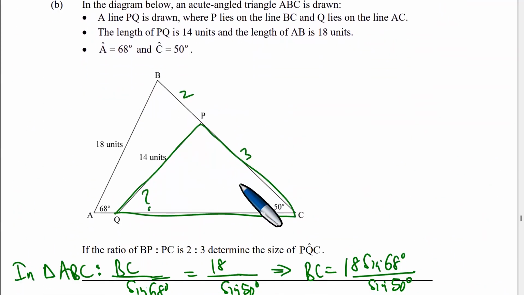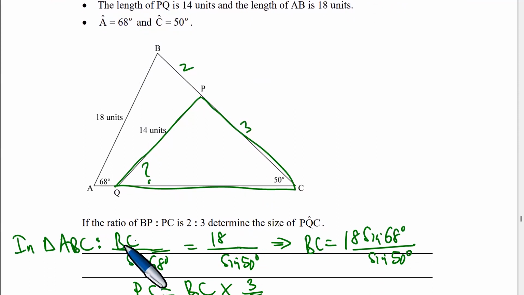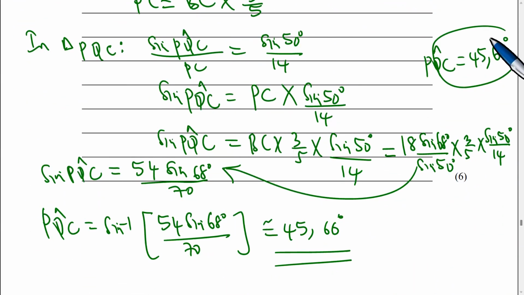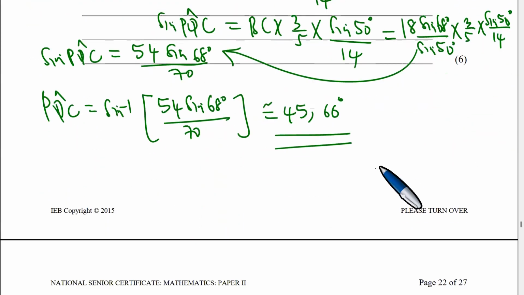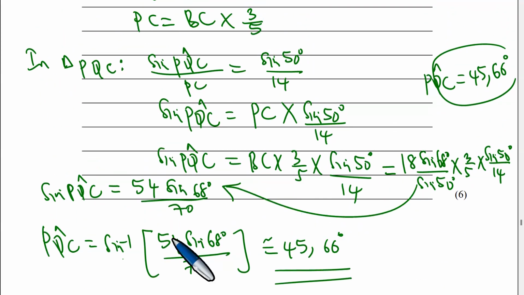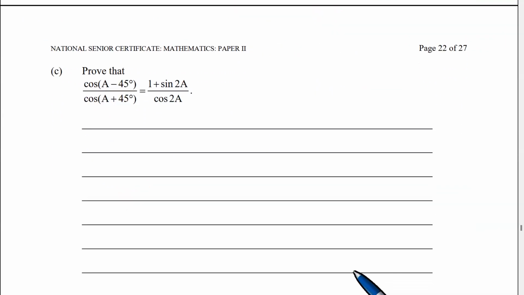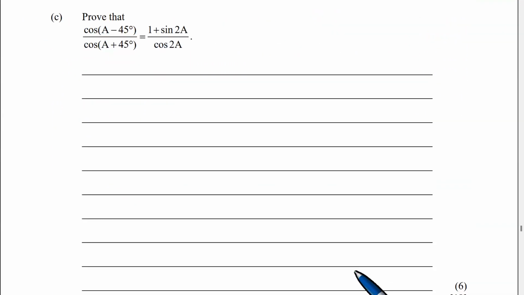Below we have the diagram there, and you have to find if the ratio of BP to PC is 2:3, determine the size of PQC. Angle PQC, you got 45.6 approximately. So we found that PQC is 45.66 degrees approximately. So we have that. Let's get to the proof of this.